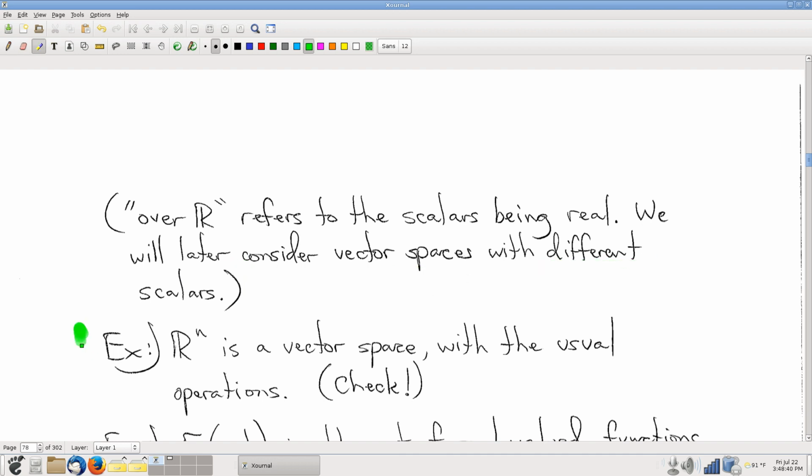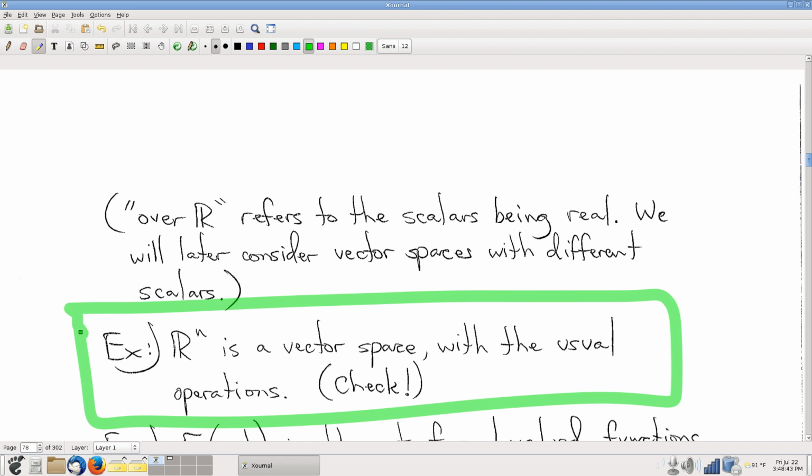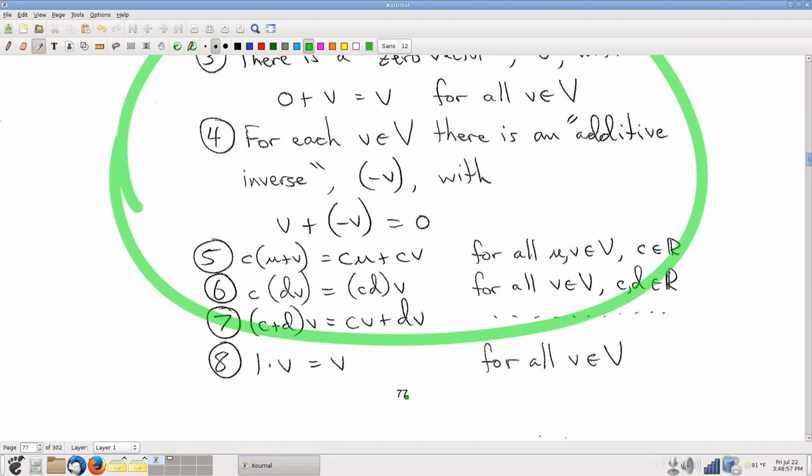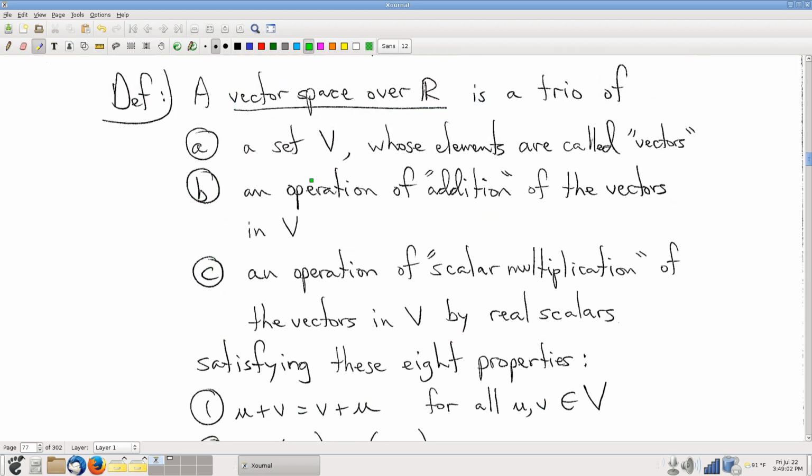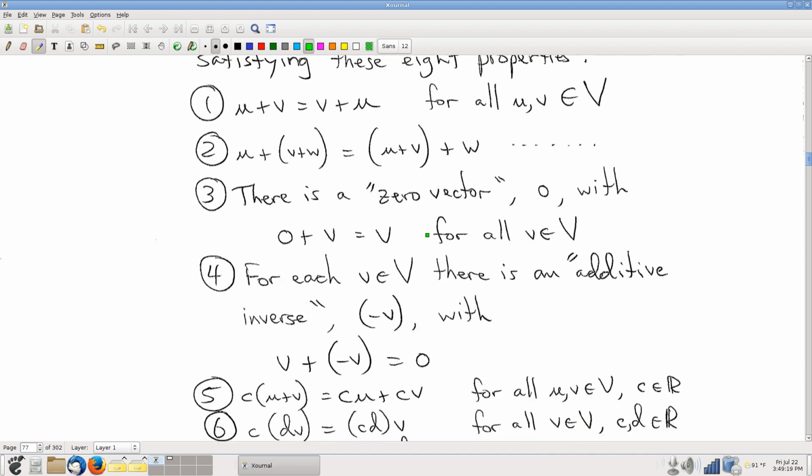Okay, so the first example of a vector space over the reals is Rn. If you consider the collection of vectors in Rn, that is indeed a vector space. Now, we have to check that this is the case. We have to go back up here to our requirements and ask, well, considering Rn, there is an operation of addition of vectors in Rn. There is an operation of scalar multiplication. You give me a vector in Rn and I can multiply by a real scalar. And furthermore, all 8 of these properties are satisfied.